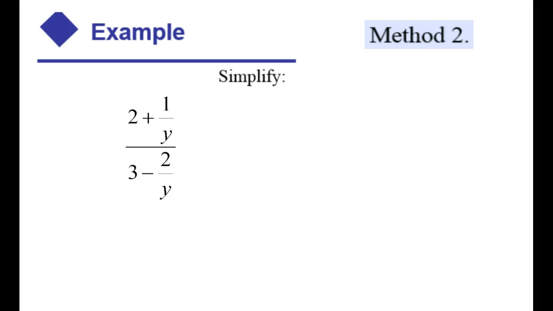I would prefer method number 1, but using method number 2 says just ignore this denominator for a moment and try to just add the numerator. And to do so, we need to multiply numerator and denominator by y, so we have common denominators of y's. Then, adding the numerator, I'll get 2y plus 1 over y.